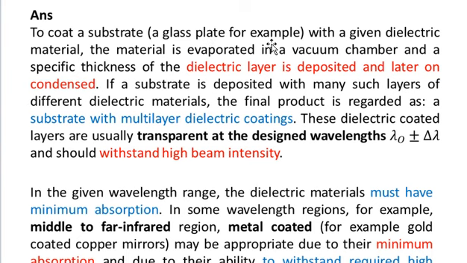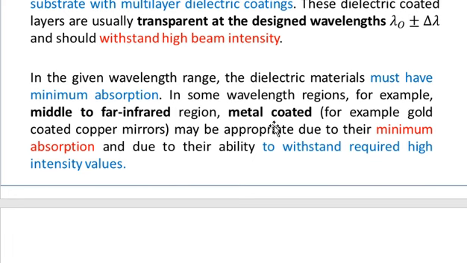In the given wavelength range, the dielectric materials must have minimum absorption. In some wavelength regions, for example middle to far infrared region, metal coated, for example gold coated copper mirrors may be appropriate due to their minimum absorption and due to their ability to withstand required high intensity values. So you see that this is the range, from the middle to far infrared, where we can use metal coated materials, for example a gold coating on copper mirrors.